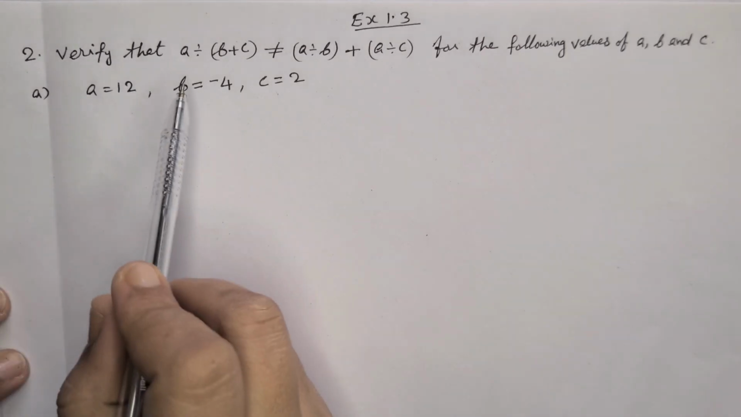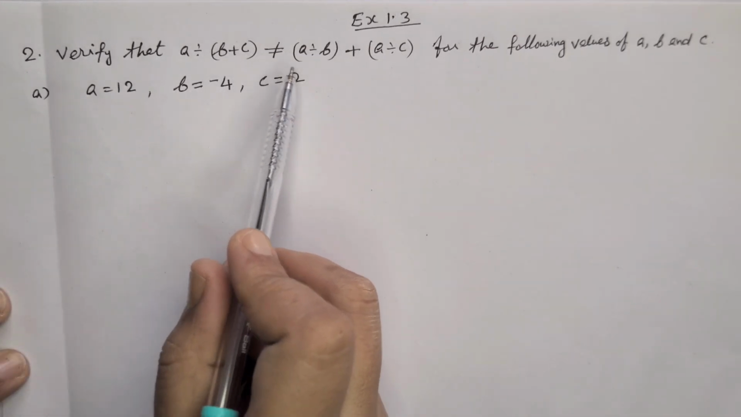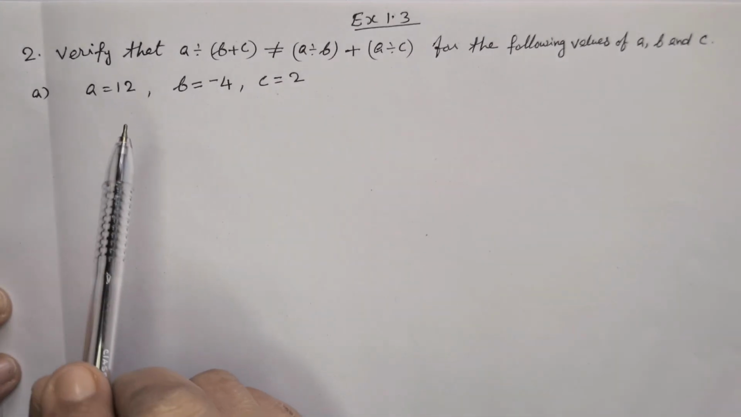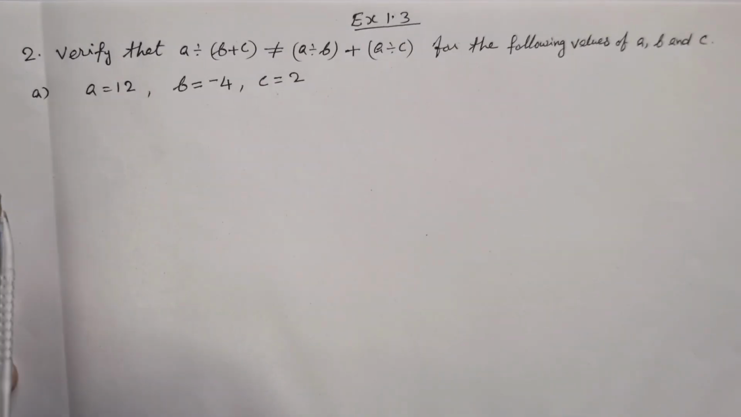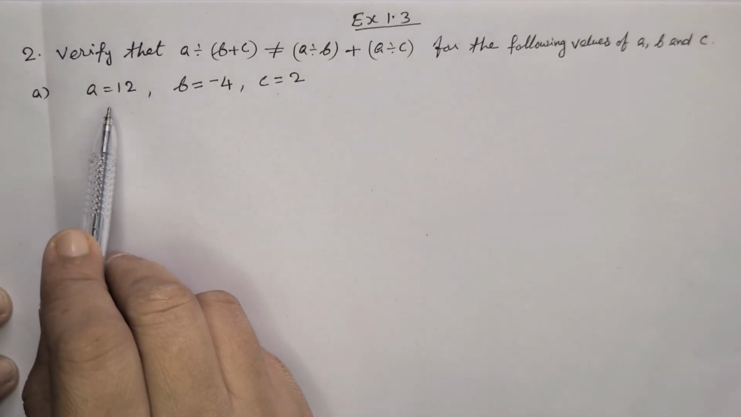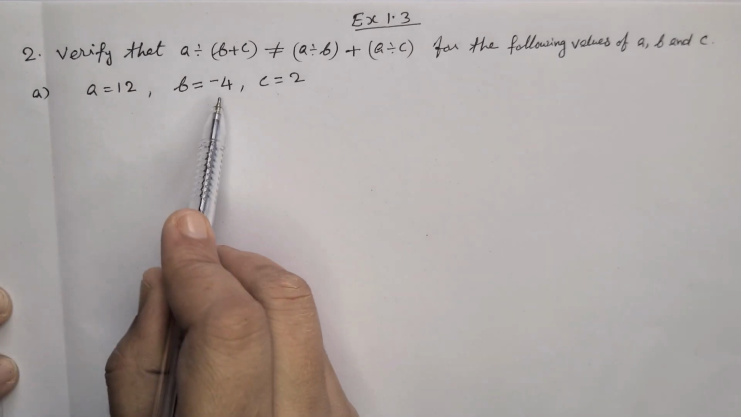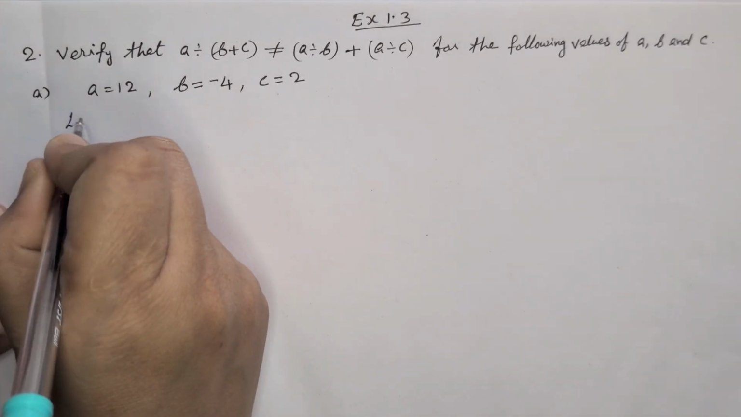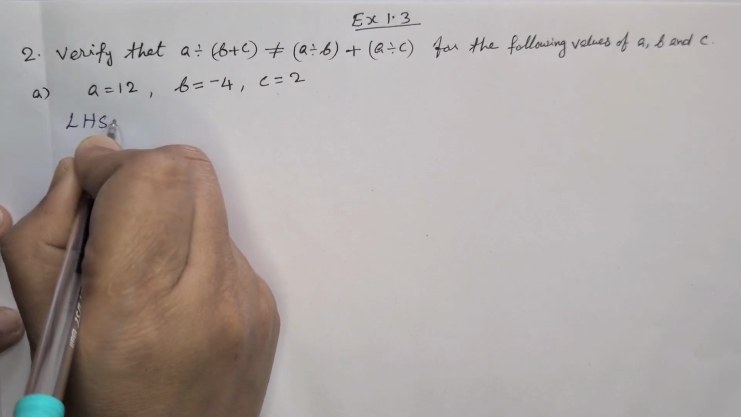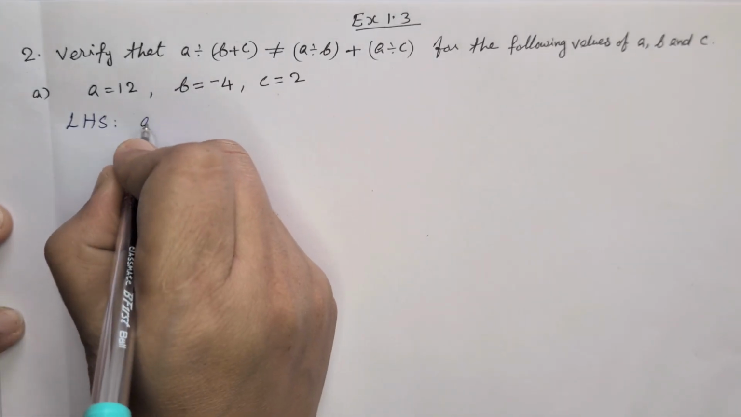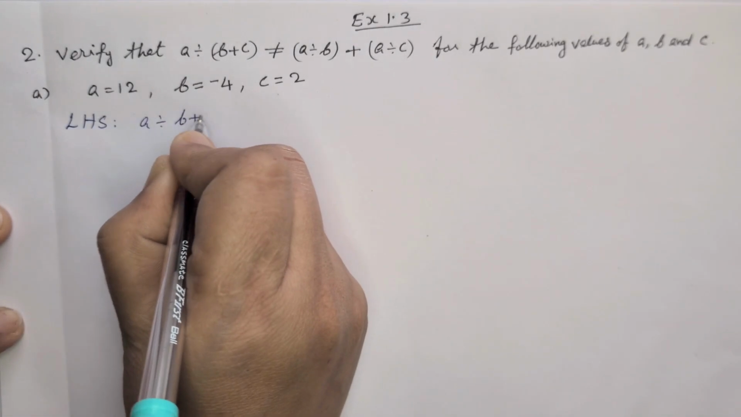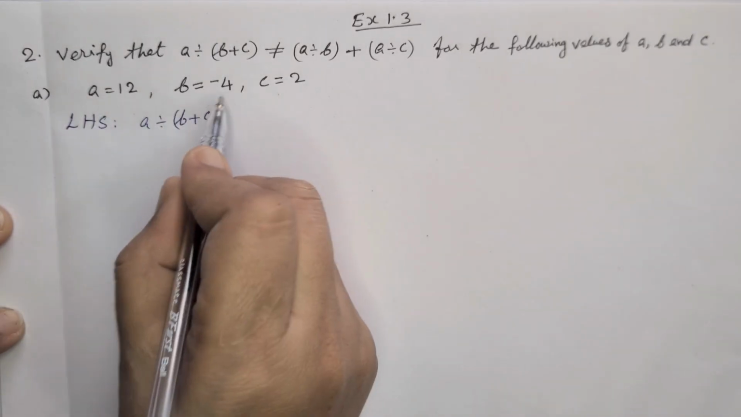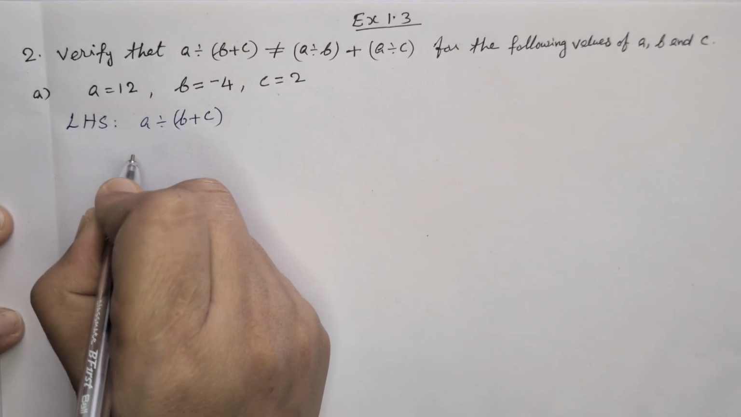Second question, verify that a divided by b plus c not equal to a divided by b plus a divided by c for the following values of a and b. C. A is equal to 12, b is equal to minus 4, c is equal to 2. We are starting with LHS. Here LHS is equal to a divided by b plus c. b plus c in bracket.